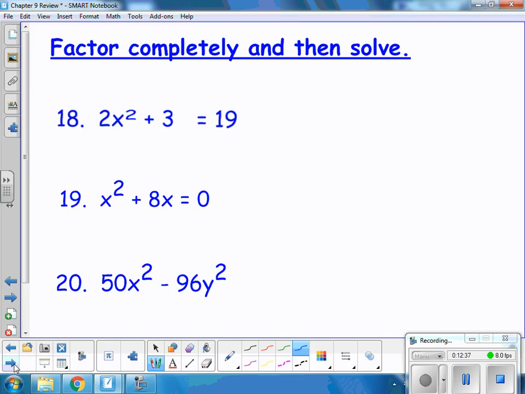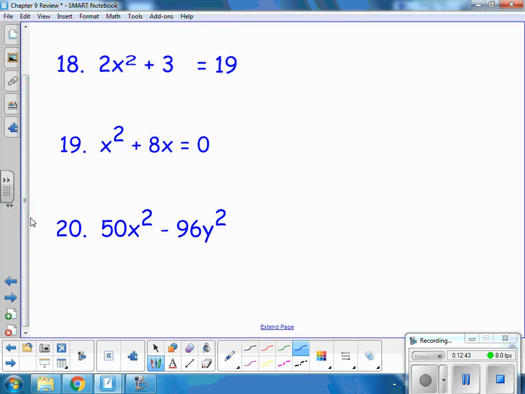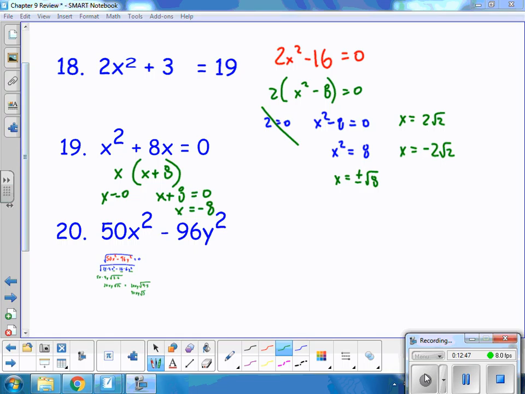Okay, for these 3 right here, I'm going to go ahead and press pause. You work through them, and then let's check back together and see how we did. Pause. All right, let's take a look at how you did on these ones.